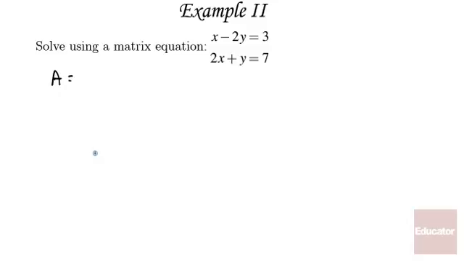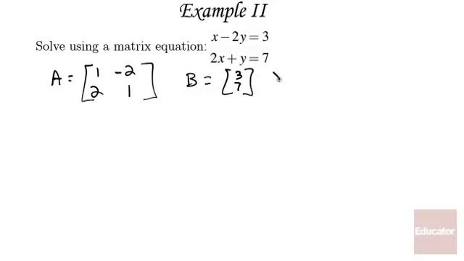So I need my 3 matrices. The first one is A. And the coefficient of x is 1, and the other is 2. Coefficients of y are negative 2 and 1. The second matrix, B, contains the constants for elements. And then finally, X, with my variables x and y. Now, from this, I could write AX equals B.